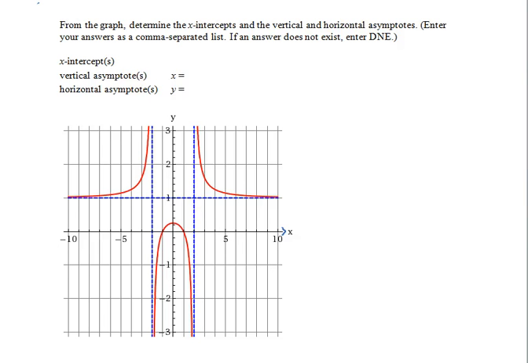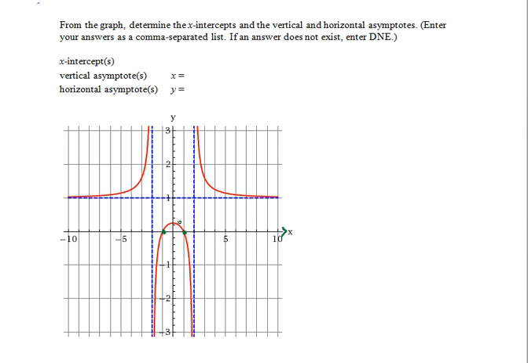Here we're given a graph and asked to determine the x-intercepts and the vertical and horizontal asymptotes. First of all, we notice that here we have the x-axis, and the graph crosses the x-axis at (-1, 0) and (1, 0).